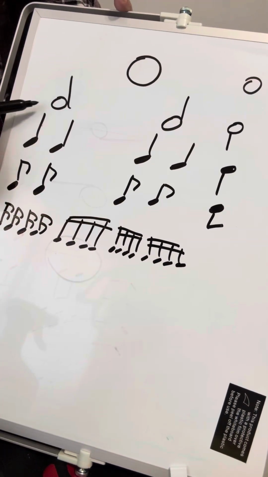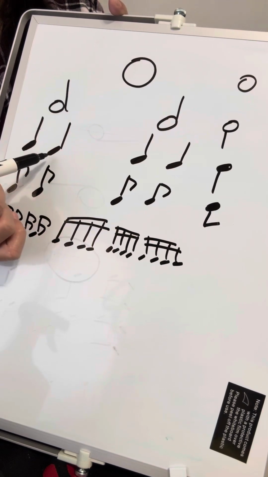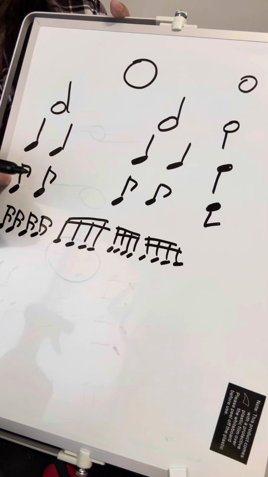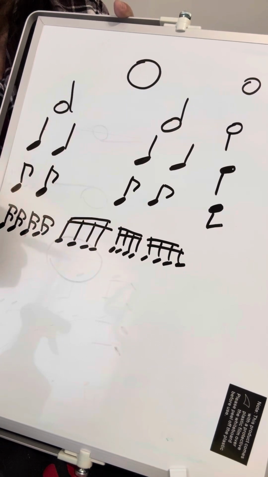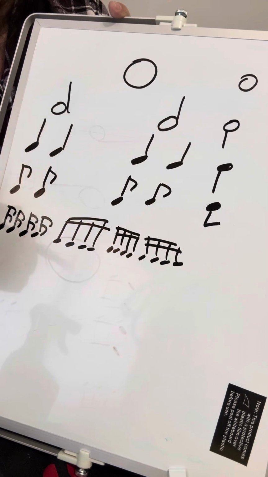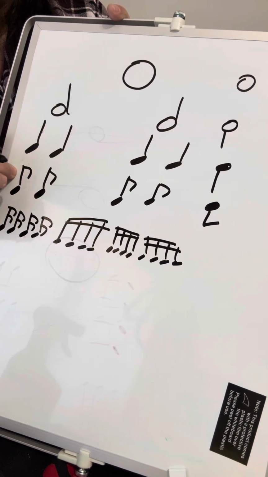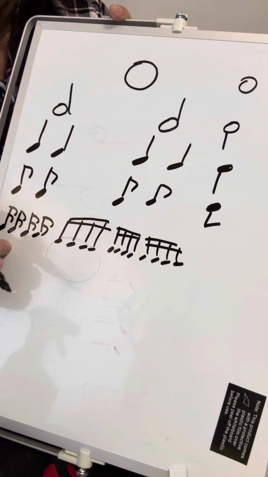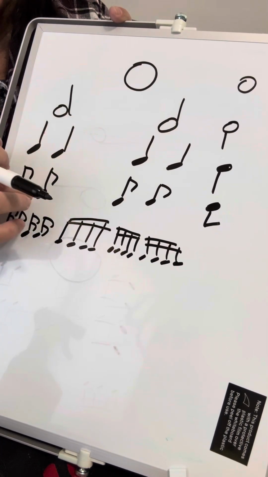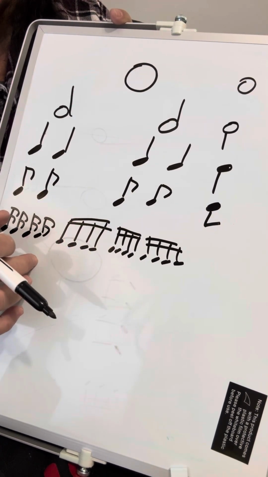So 1 whole note is equal to 2 half notes. 1 half note is equal to 2 quarter notes. 1 quarter note is equal to 2 eighth notes. 1 eighth note is equal to 2 sixteenth notes. 1 quarter note is equal to 4 sixteenth notes. 1 half note is equal to 4 eighth notes. 1 half note is equal to 8 sixteenth notes. 1 whole note is equal to 8 eighth notes. 1 whole note is equal to 16 sixteenth notes, sorry.